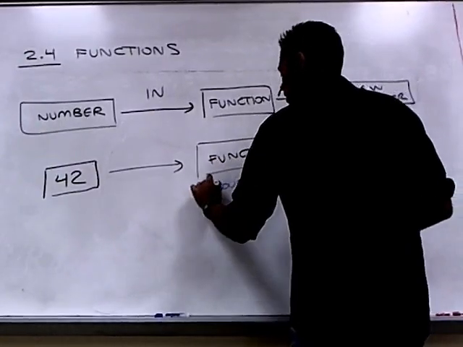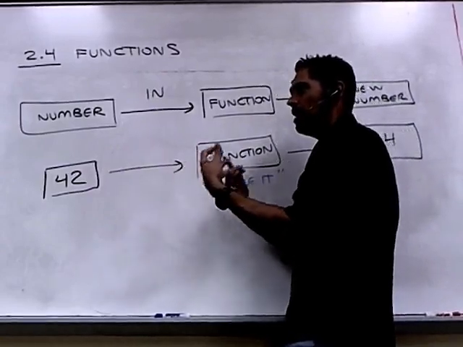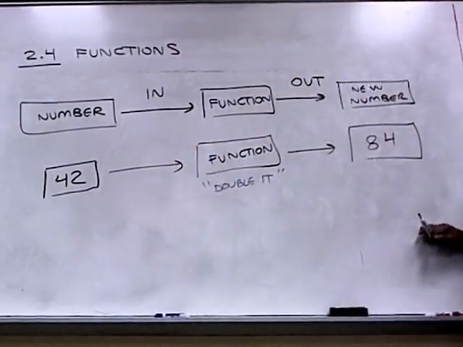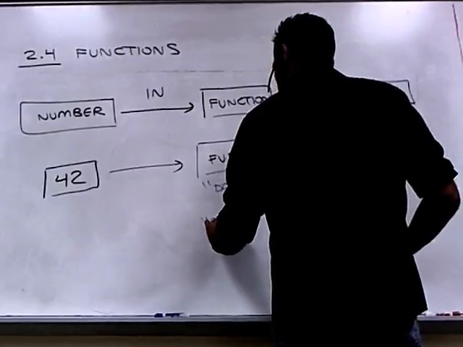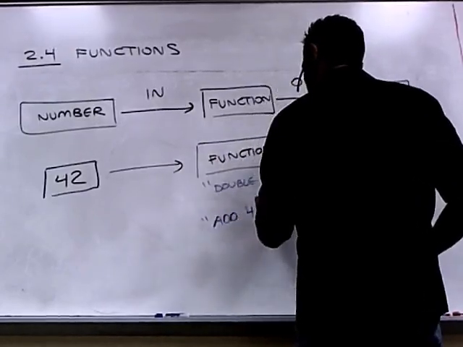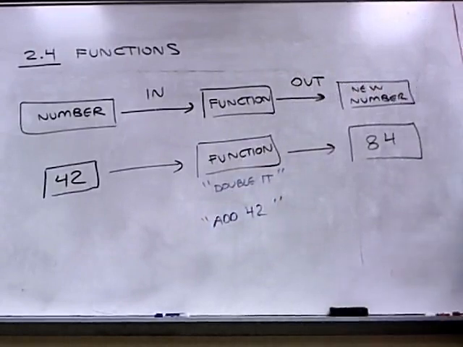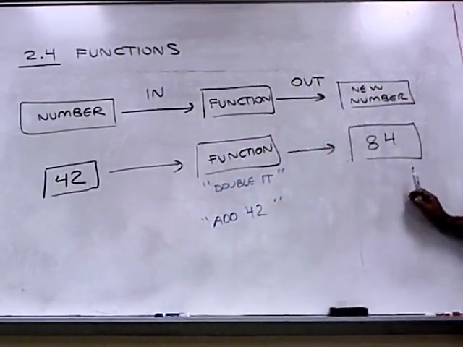It's like, in words, that's what's happening. Here, bring me a number. Okay, double it, 84, right? But I could have also said what? Add 42 to it, right? Wouldn't adding 42 to 42 come out 84?